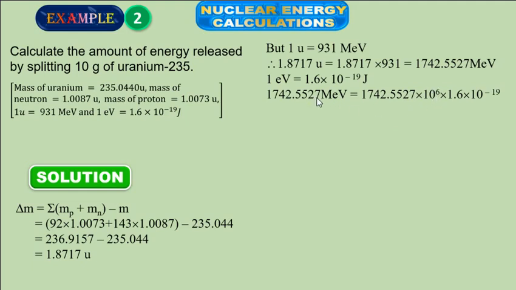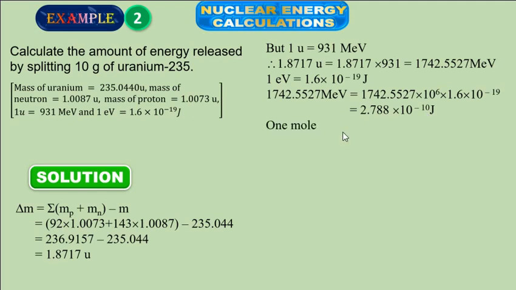Remember, mega is million, 10 raised to power 6. Then multiply by 1 electron volt, which is 1.6 times 10 raised to power minus 19. Remember, that's what we are giving here to convert to joule. So now we multiply all this out using a calculator, and we're going to get our energy as 2.788 times 10 raised to power minus 10 joules. That's the energy that we are going to get when we fully convert 1 mole of uranium-235 to energy.